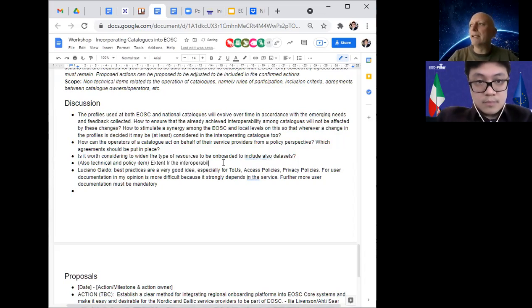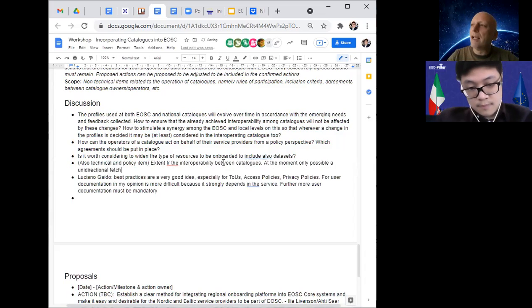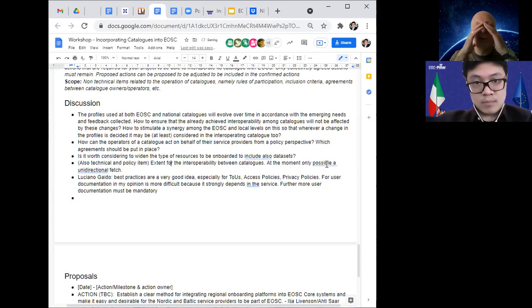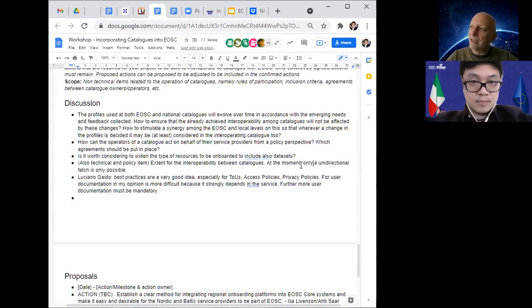For the time being, we have heard from George that it is only possible to make a unidirectional fetch of information between catalogs, from the national, regional to the EOSC one, and only for services. It is important to understand if there is the need and the possibility to onboard or transfer information also about the service provider, not only the resources associated to a specific resource provider already present in both catalogs, and also in the other direction, from the EOSC catalog to the national one. Because if a service provider or a group of service providers have already onboarded their services into the EOSC catalog, we don't want to ask them to register again into the national catalog.